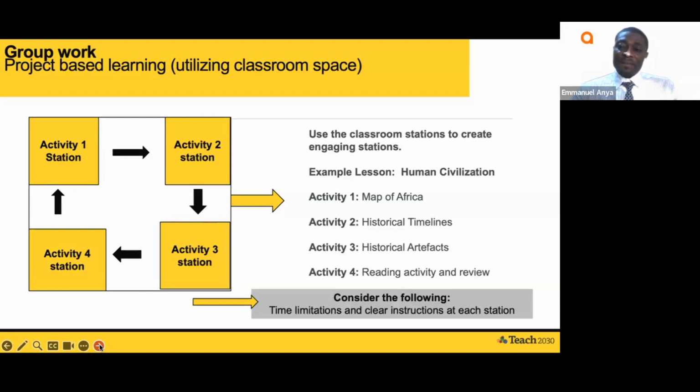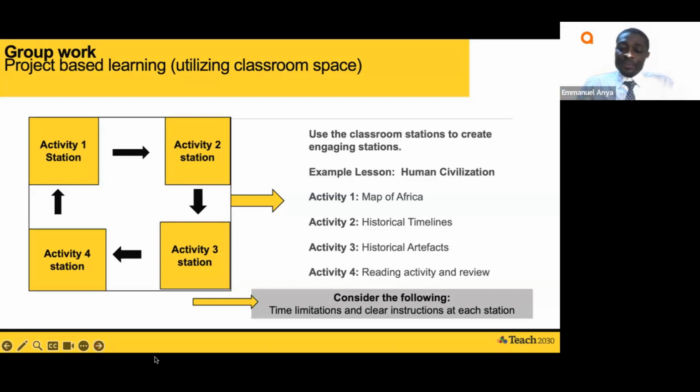So they have something they could see. And then when it gets to station 2, they could identify also the historical timeline. And this is how I take them, because the time is short. Because for us in Africa here or in Nigeria, I may have like 35 minutes for a period. So how do I maximize this limited resource? Utilizing the classroom space actually helped me to do so.